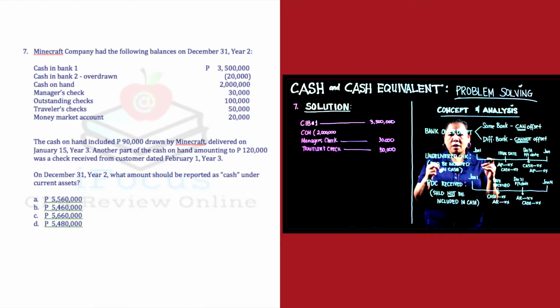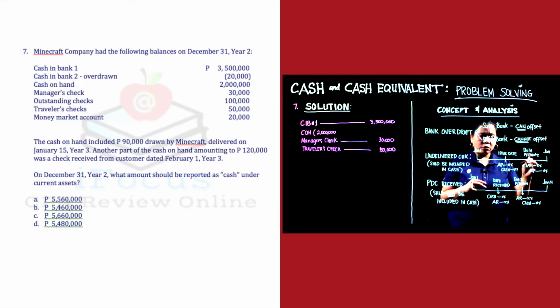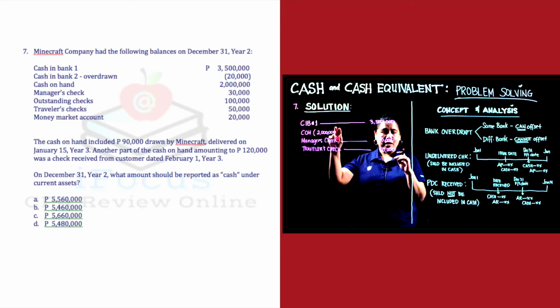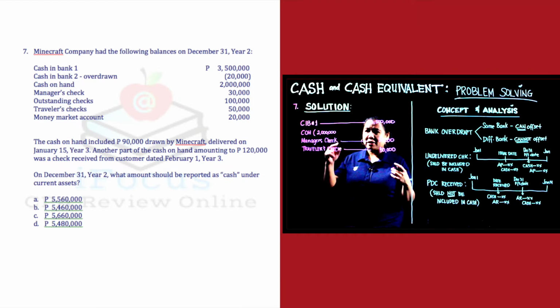Alright, sa amount na yan, this undelivered check should be included in our cash. So, ang mangyayari, we have to revert it back to the accounts payable. So, our adjusting journal entry on December 31st on our financial statement date is debit to cash and credit to accounts payable. So, ang ibig sabihin, itong undelivered checks should be included in our cash. But, ang sabi ng problem, the cash on hand na 2 millions included 90,000. So, included na yan sa 90,000. So, hindi na natin kailangan i-adjust kasi nandyan na po yun.